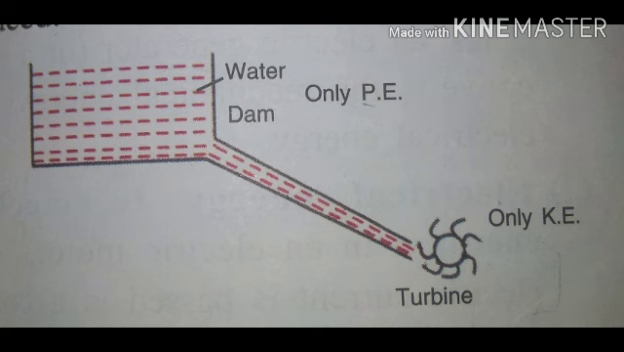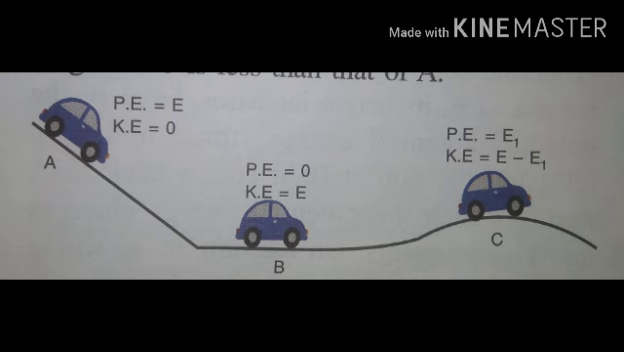Now we'll see the next example. The water collected in a dam at a height has potential energy stored in it. When it is made to fall on a turbine, the potential energy changes into kinetic energy, which is transferred to the turbine to rotate it. By connecting the turbine to the armature of a dynamo, electricity is produced, and this electricity is called hydroelectricity.